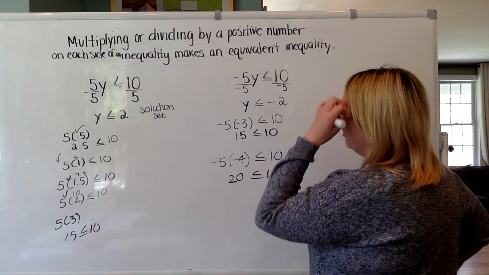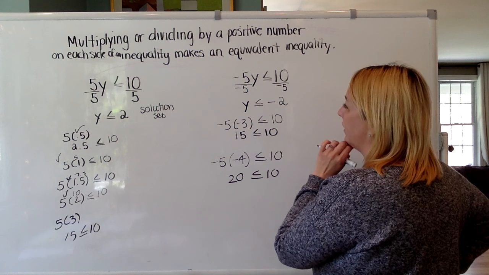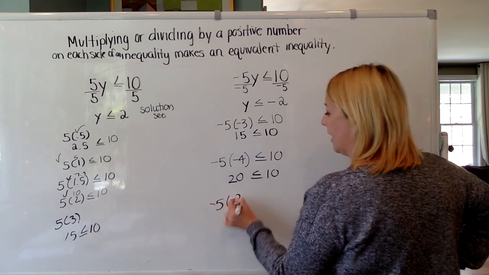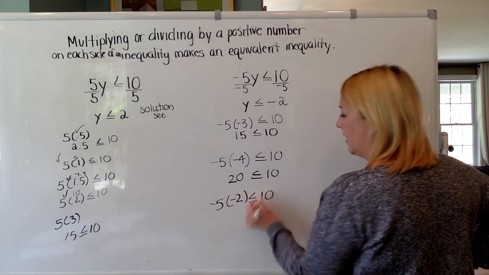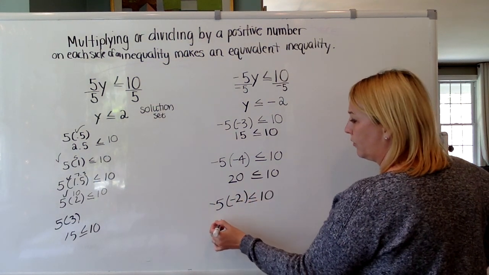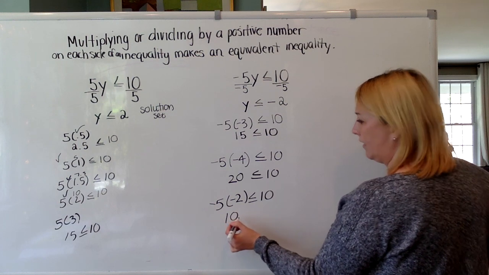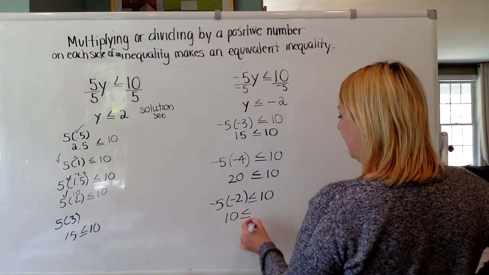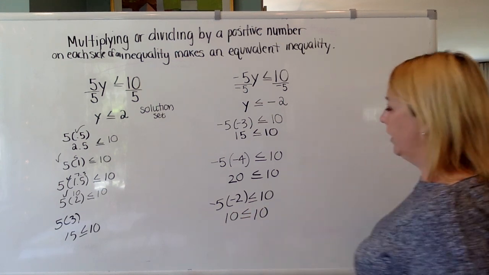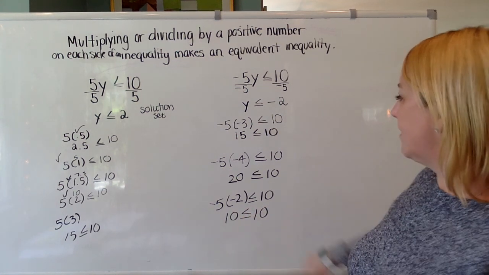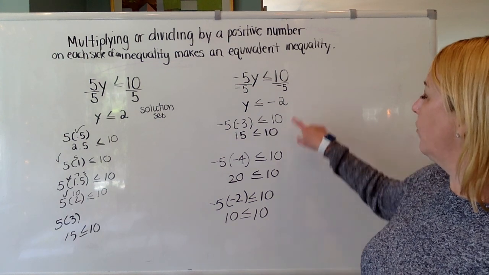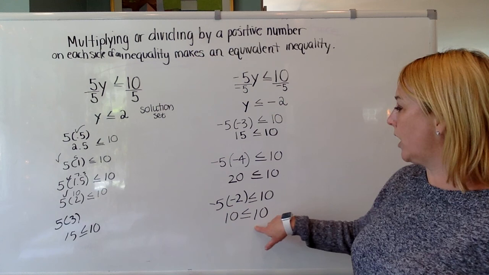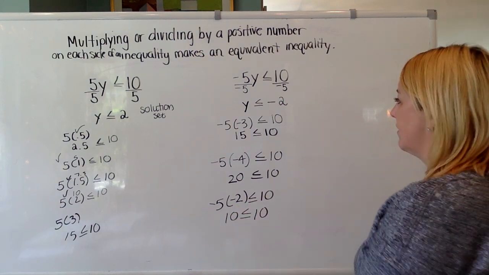All right, well, what if it could be equal to negative 2? So let me try that. Negative 5 times negative 2 is positive 10. So positive 10 is less than or equal to 10. So in this instance, the only one that worked was negative 2, because a negative times a negative is a positive.